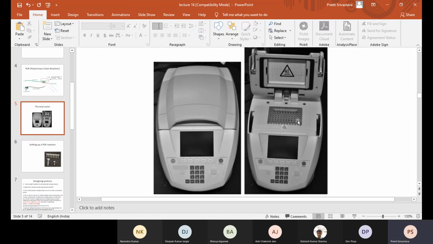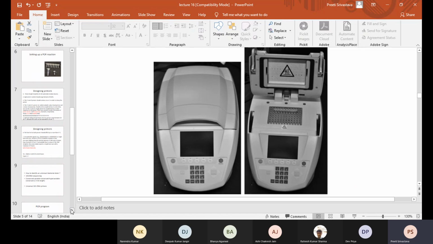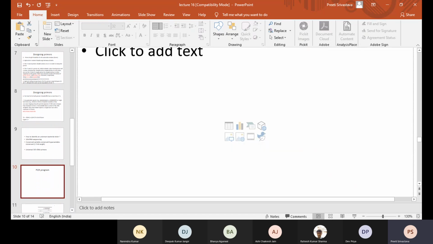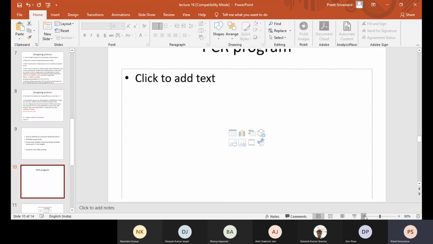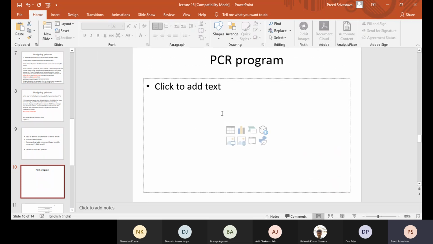Over here is the heating block onto which you can place your PCR tubes. Here you can set up the PCR program. So now let me tell you the PCR program and then I'll stop there. We will not discuss the variants of the PCR and the different polymerases in today's class; we'll discuss them in the next class.